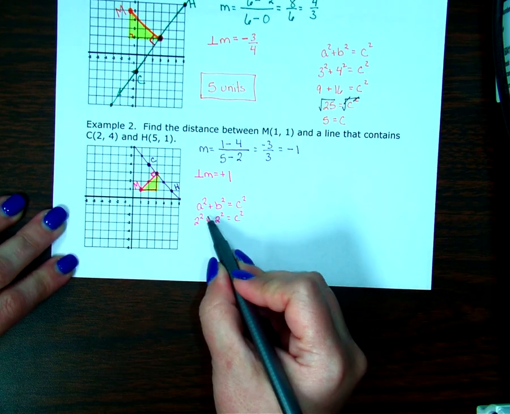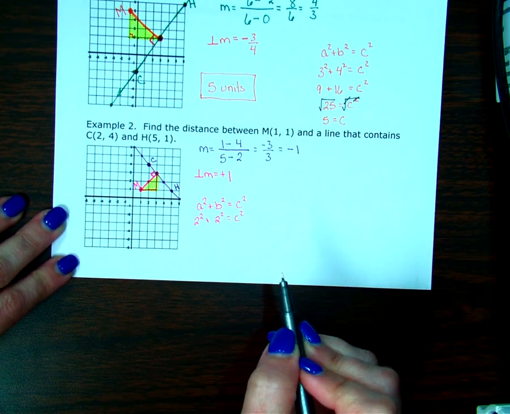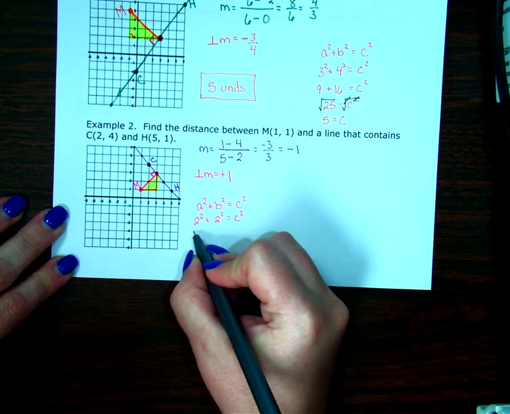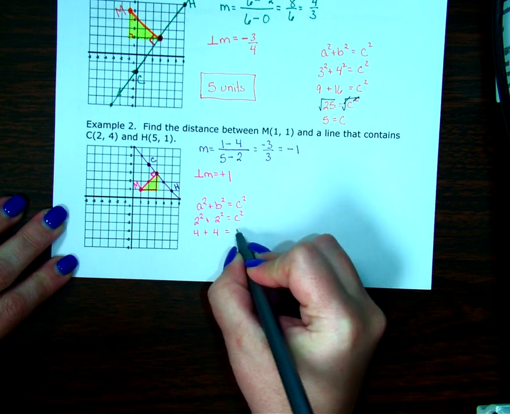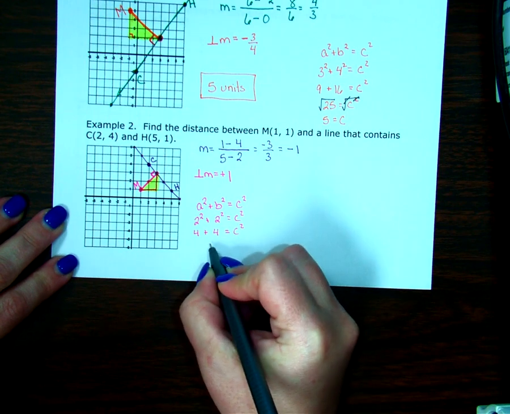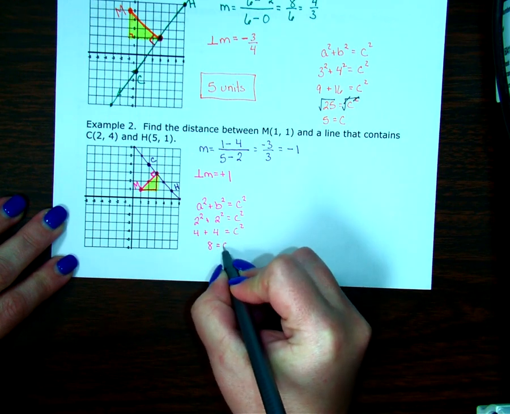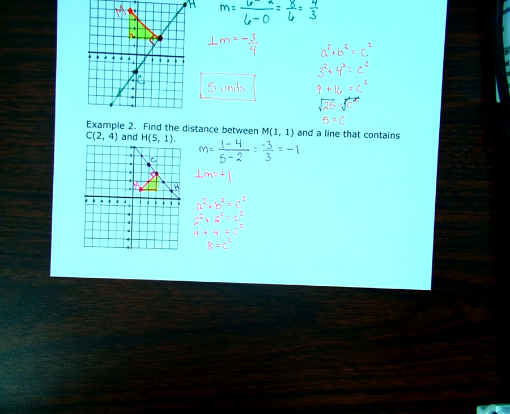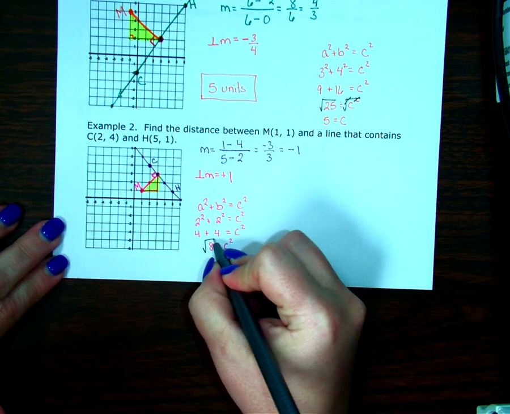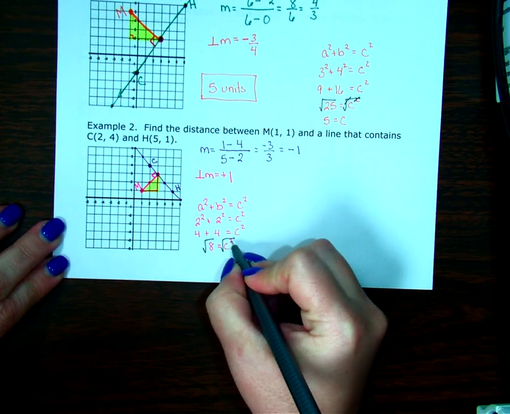And it's 2 diagonal boxes, but you can't count the boxes diagonally, right? We're not going to get an answer of 2. 2 squared plus 2 squared is not going to equal 2 squared. So let's see, 2 times 2 is 4, plus 2 times 2 is 4, equals c squared. So 4 plus 4 is 8, equals c squared. But I don't want c squared, I want just c, so I'm going to square root both sides.